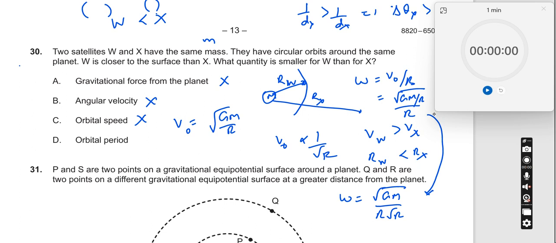Okay, and the last one is orbital period. You can also prove that since T is proportional to 1 by omega, with T equal to 2 pi by omega, this is the correct one. So therefore orbital period is the right answer. Okay, let us move on to the next question.